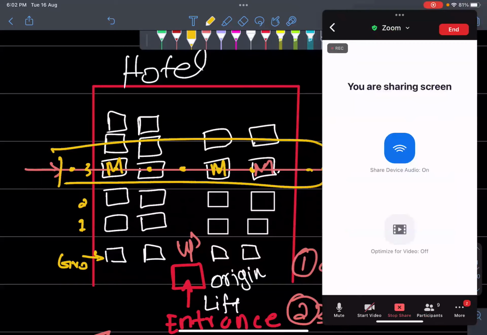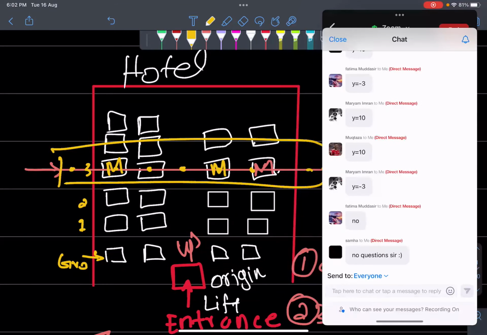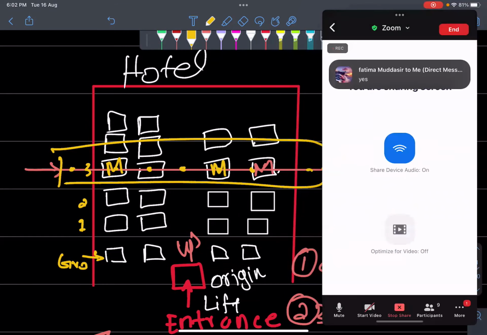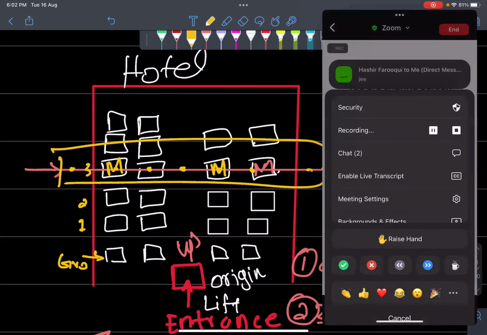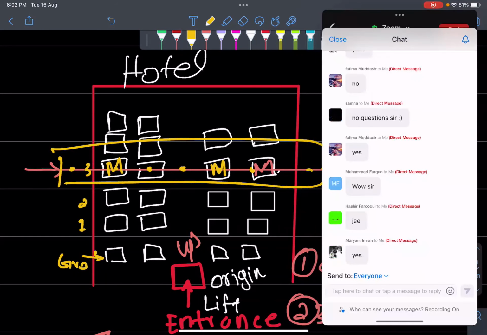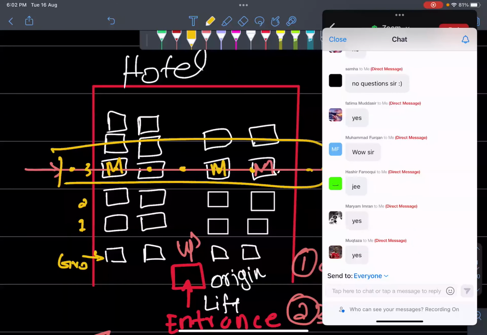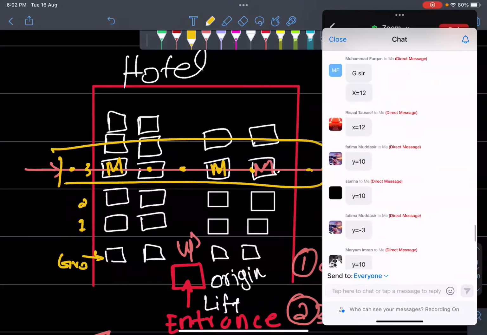Is the concept clear, beta? I need to know if the concept is clear. Furkan, stop calling me. Maisha, please let me know if the concept is clear, beta.